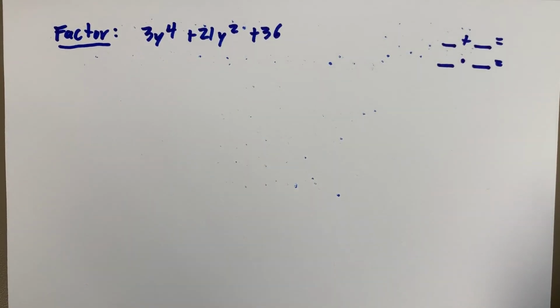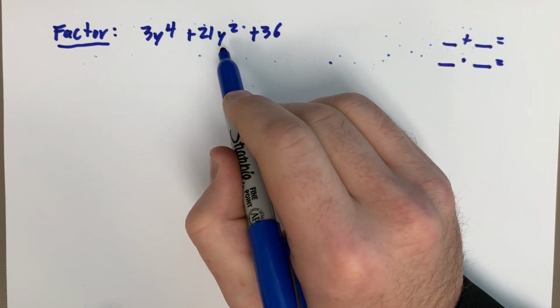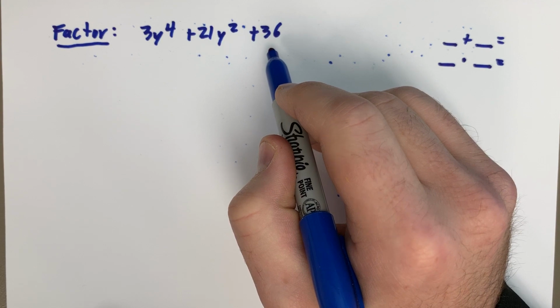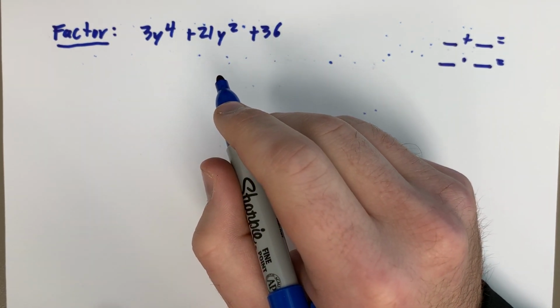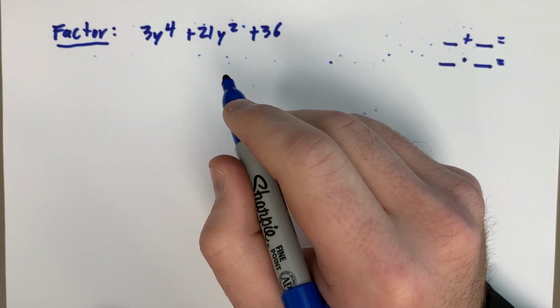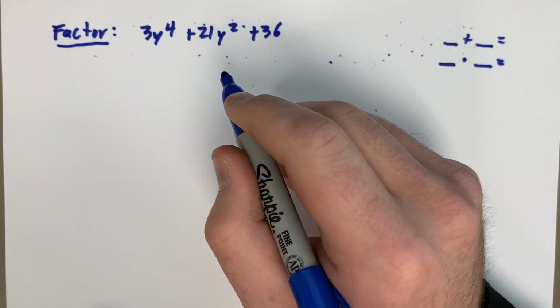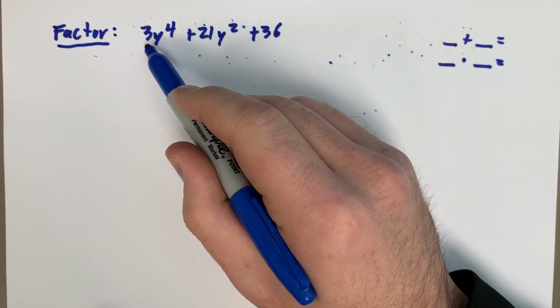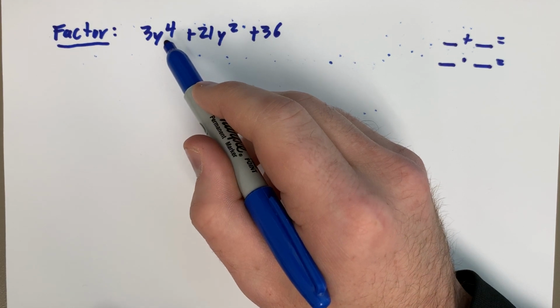Now we're looking at example 5 from difficulty 3, and the expression that we're looking at is 3y to the fourth plus 21y squared plus 36. So now this is going to combine the two techniques that we've talked about in difficulty 1 and 2, and also some of the techniques that we've talked about so far in difficulty 3, noting that we have a leading coefficient of 3 here in front of this y to the fourth.